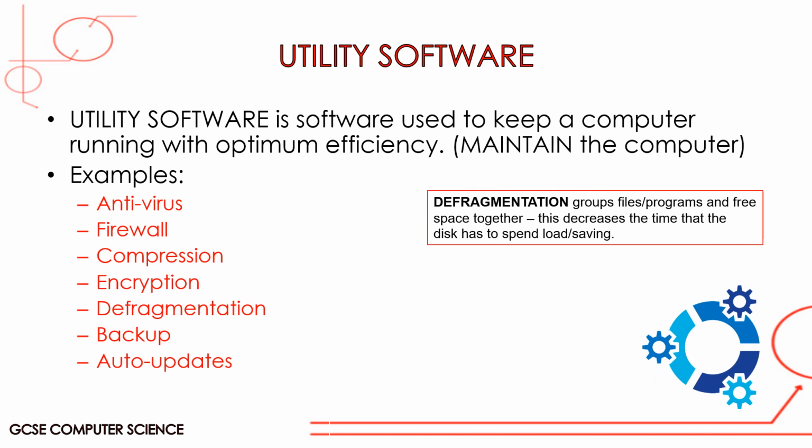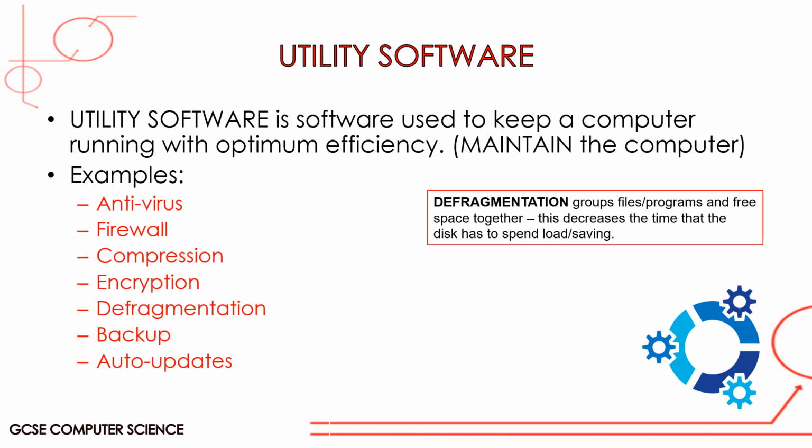Utility software is software that's used to keep a computer running with optimum efficiency. In other words, it helps to maintain the computer and keep it in good working order. The examples of utility software are antivirus, firewall, compression, encryption, defragmentation, backup, and auto updates. Most of these are pretty obvious what they do, so you should be able to write an explanation. The only one that you might struggle to remember is defragmentation.